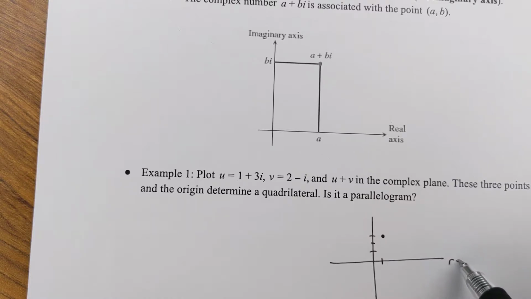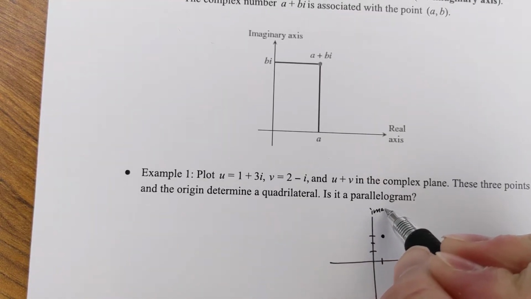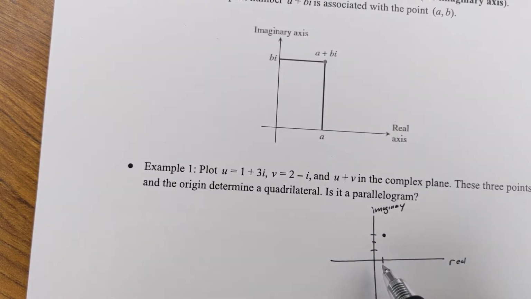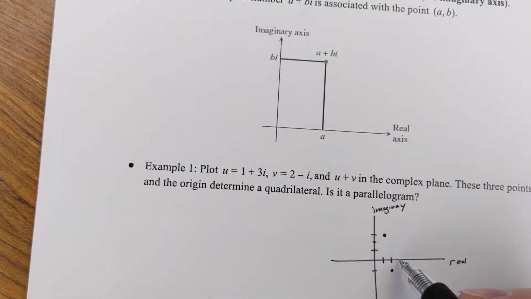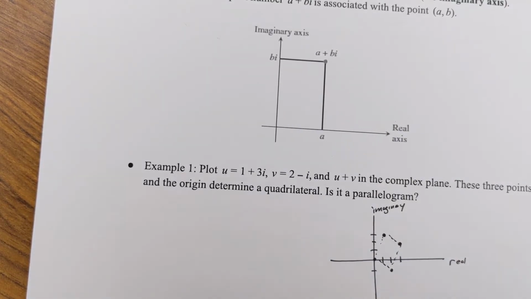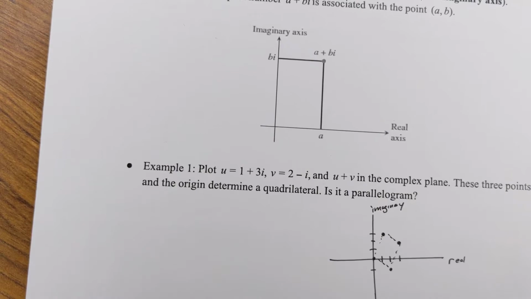This is the real axis. This is the imaginary. v is 2 minus i, so that'd be over 2, down 1. It'd be right there. u plus v, well, 1 plus 2 is 3 units over, 2 units up. So you got that. So you got this lovely shape right there. Is that shape a parallelogram? Yes.